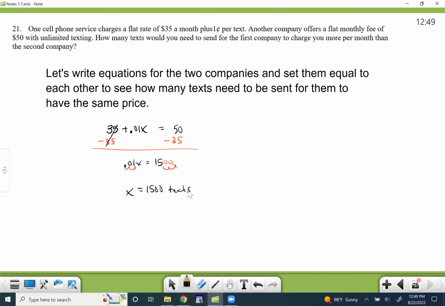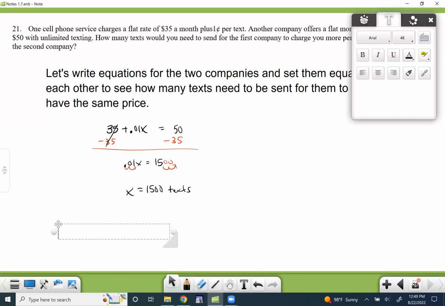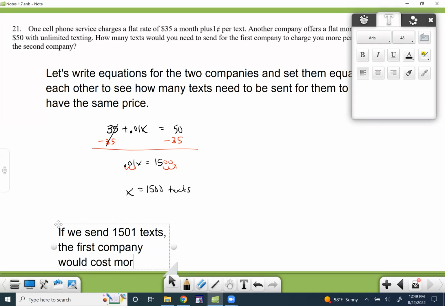So once you go past 1,500 texts, we know that the company giving us a flat $50 with unlimited texting would now be cheaper. Let me read the question to see what they want. How many texts would you need to send for the first company to charge more than the second company? If we send 1,501 texts, the first company would cost more.